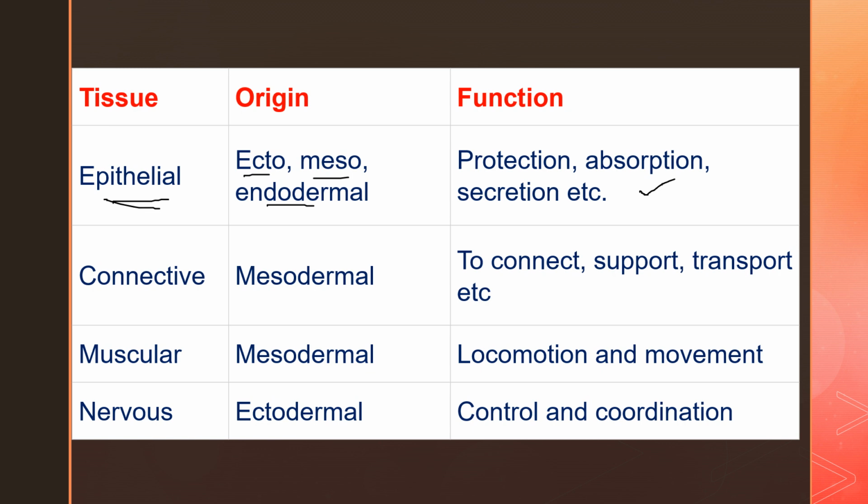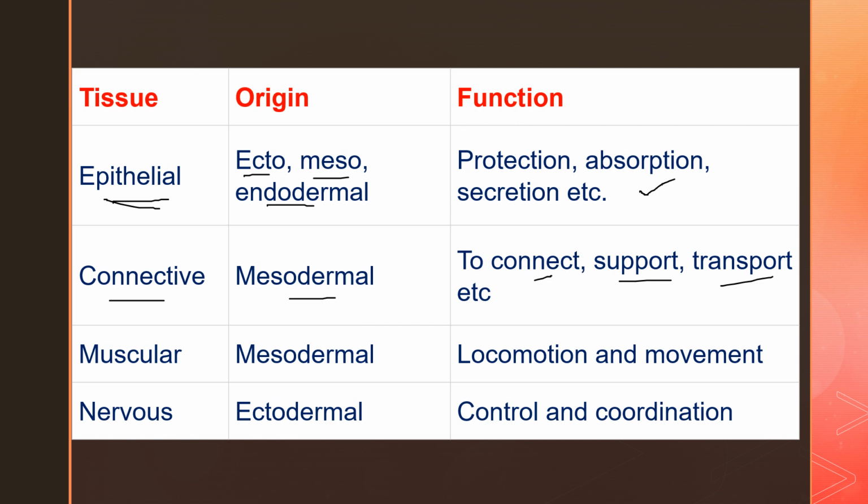Now the second type of tissue is connective tissue. The name itself says connective: it connects one thing with the other. It is mesodermal in origin, and its function is to connect, support and transport.